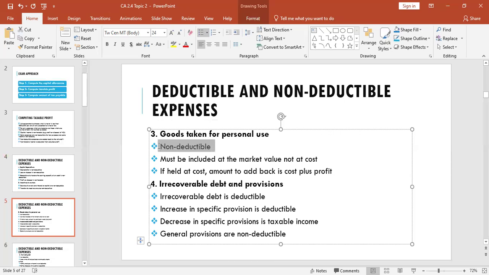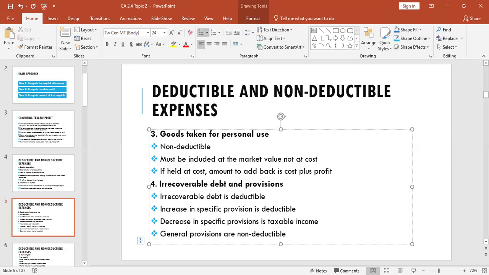It's not an expense according to ZRA. Then the amount that has been taken out of the business must be included at the market value, not at cost. So if the cost of the phone is 4,000, then the market value is, let's say, 4,500. So obviously the market value is the selling price.